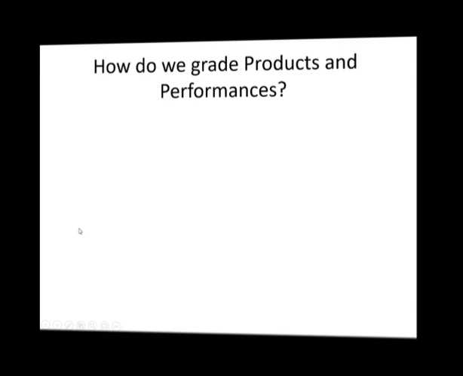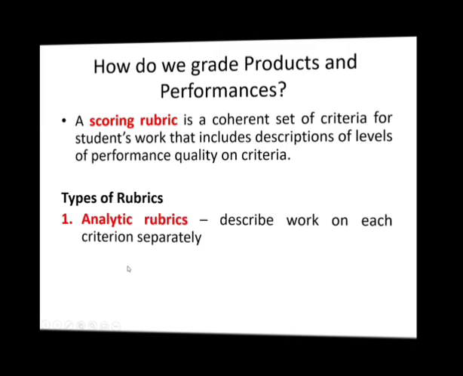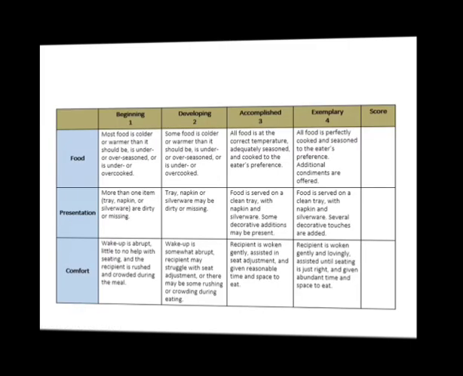So how do we grade products and performances in the context of authentic assessment? Well, the most common type is we use scoring rubrics, and there are two types of scoring rubrics. We have the analytic and the holistic. When we say analytic rubric, this is where a product or a performance is graded on separate criteria, like this one. In this rubric, there are three criteria, and each is graded independently.